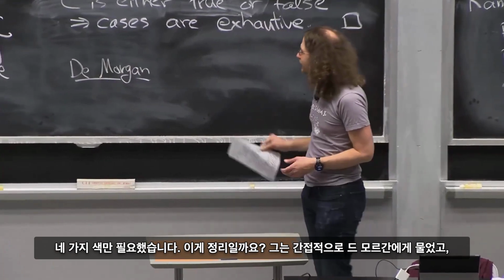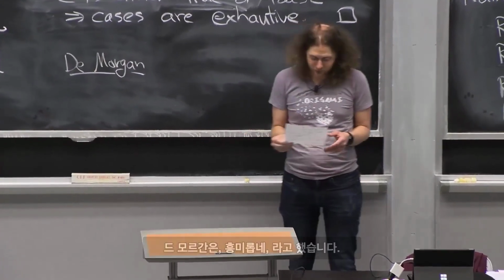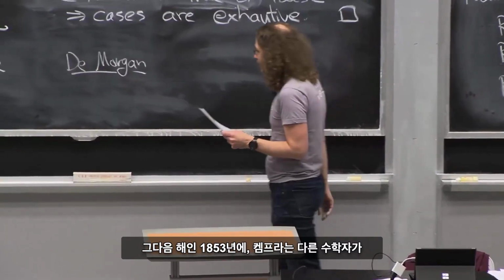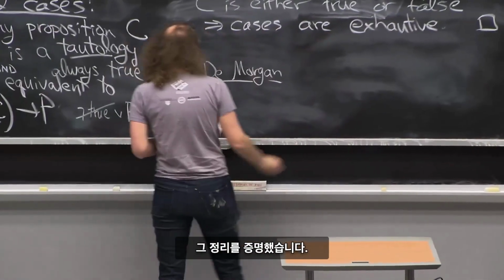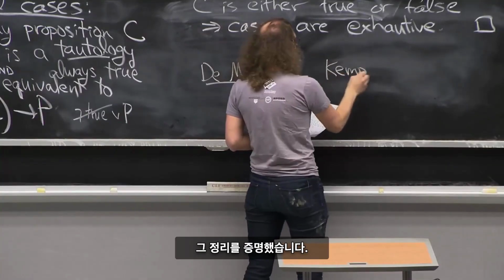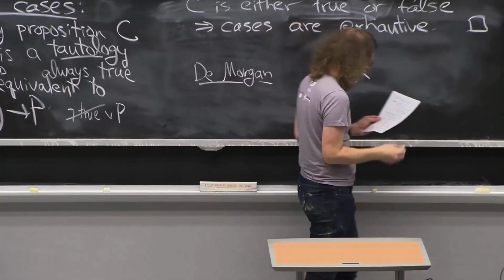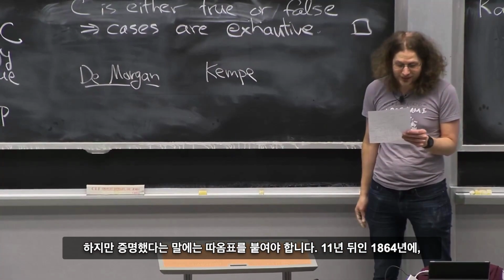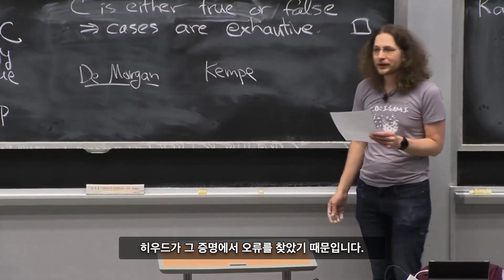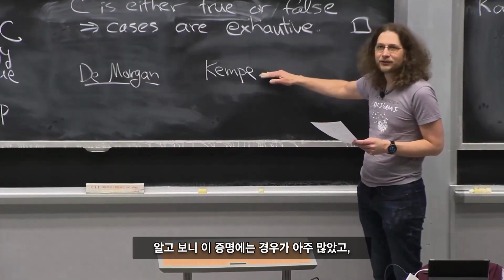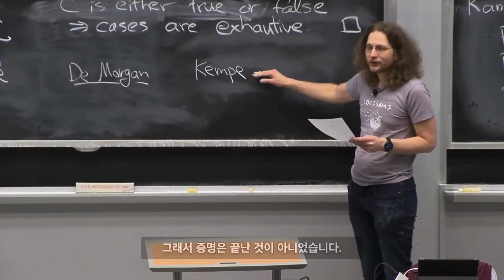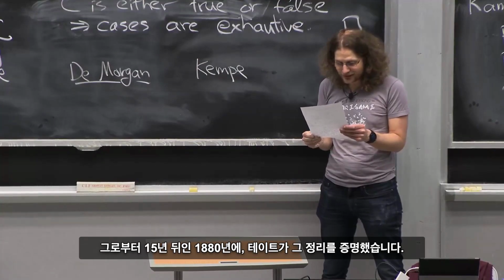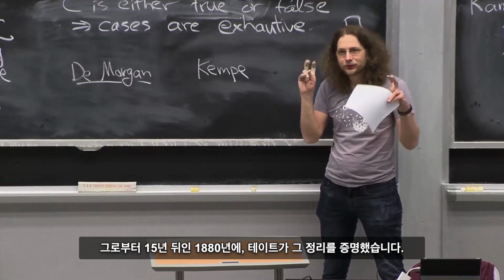And he asked indirectly De Morgan, and De Morgan said, hey, seems cool. I don't know, maybe. Then the following year, 1853, another mathematician named Kemp proved the theorem. But proved should be in quotes because 11 years later, 1864, Haywood found a bug in that proof. Turns out there were a lot of cases in this proof, and the cases were not exhaustive. So it wasn't done.